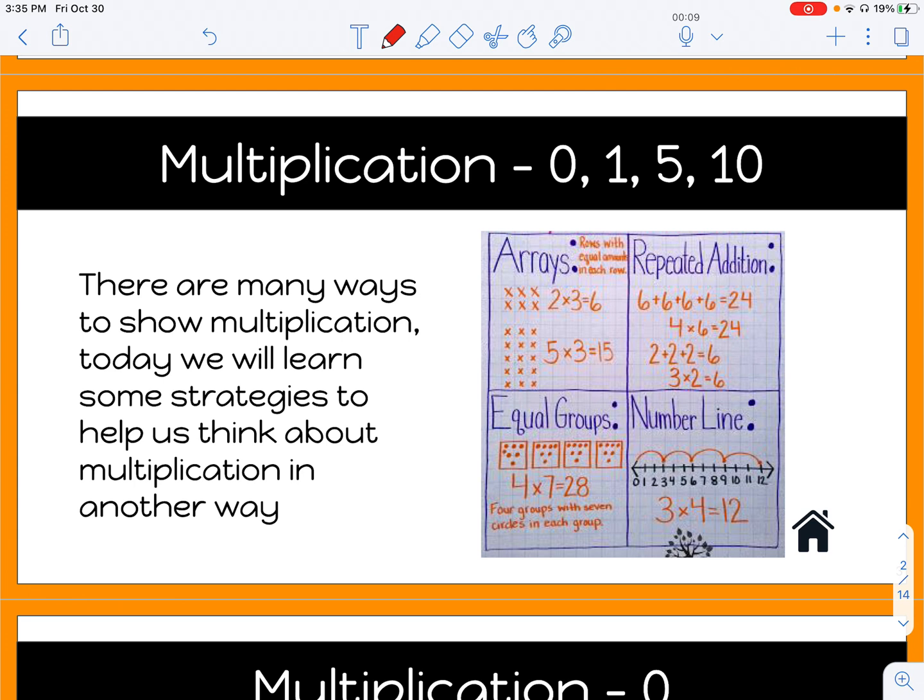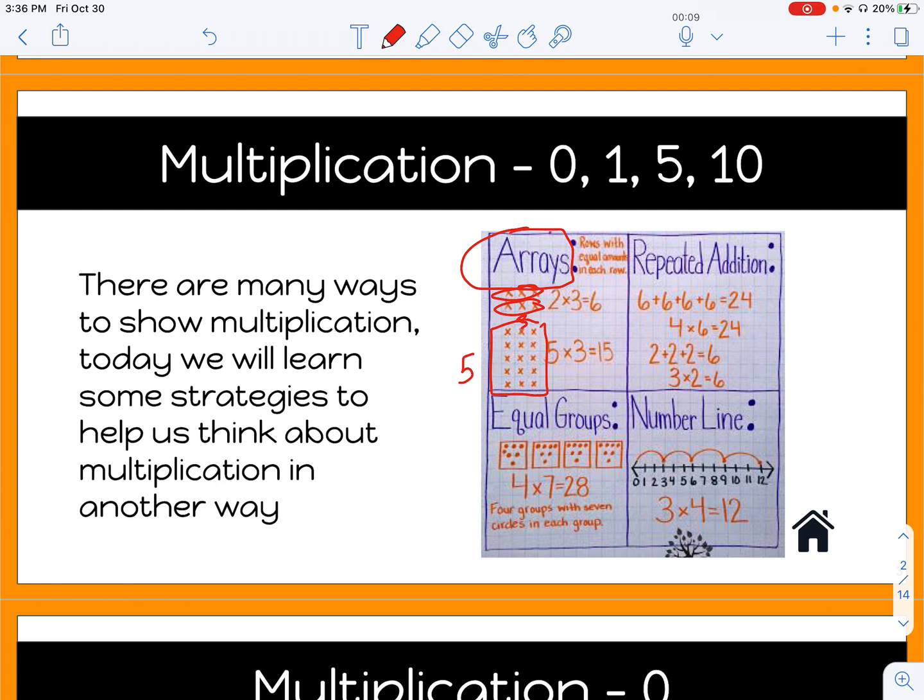Some ways that you already know about multiplication are, first, arrays. The rows have an equal amount in each row. For example, here are 2 rows of 3. So that's going to be 2 times 3 equals 6. Here I have 5 rows and I have 3 on the top, so I'm going to get 5 times 3 equals 15.